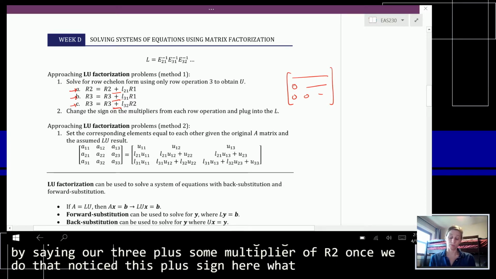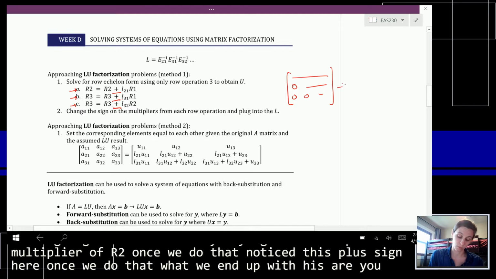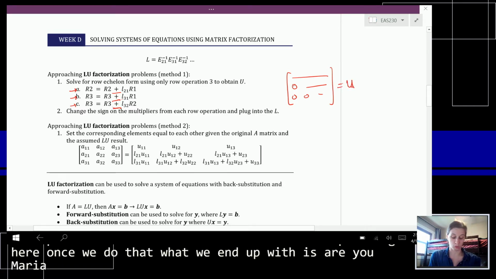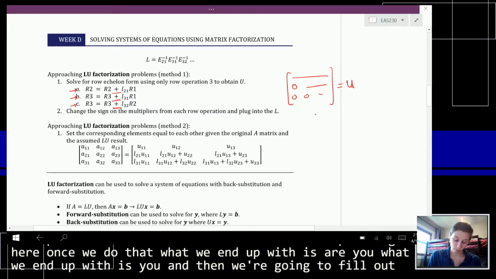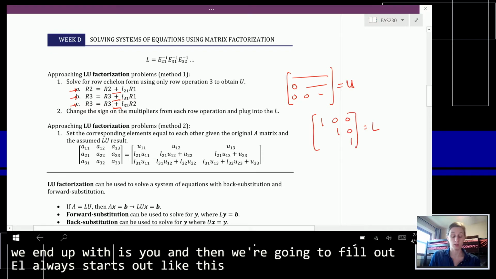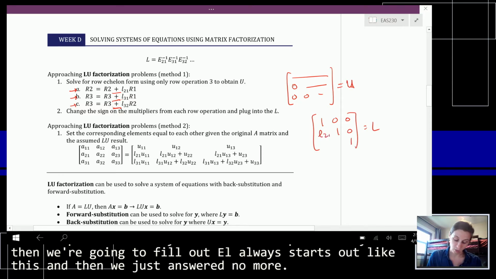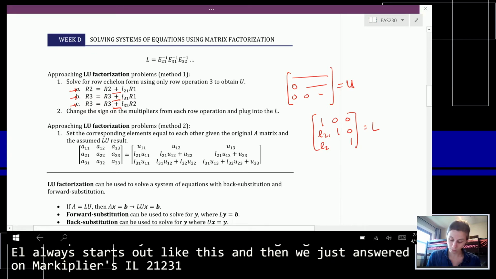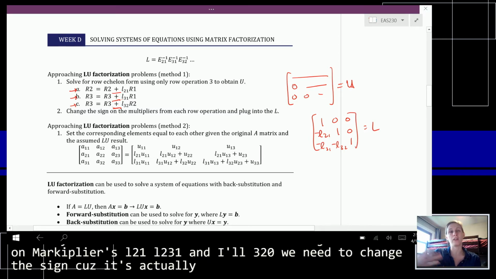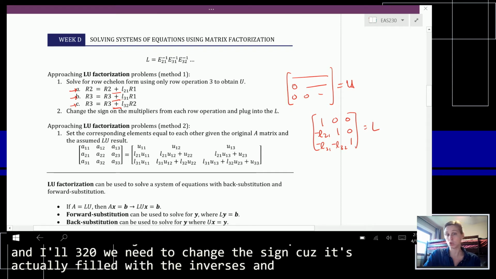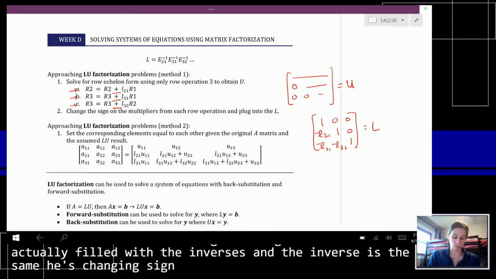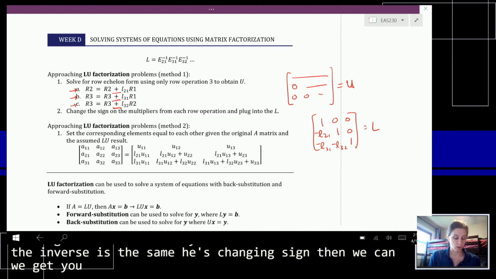Once we do that, what we end up with is our U. And then we're going to fill L. L always starts out like this, and then we just insert our multipliers: L21, L31, and L32. But we need to change the sign because it's actually filled with the inverses, and the inverse is the same, you just change the sign. There we go. We can get L, we can get U using our row operations. That's the first way to do it.